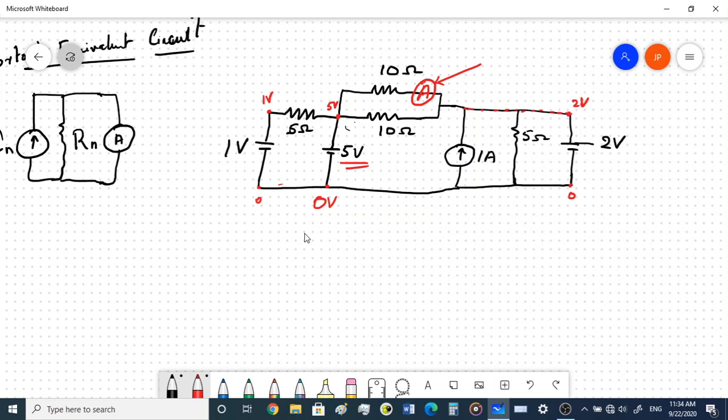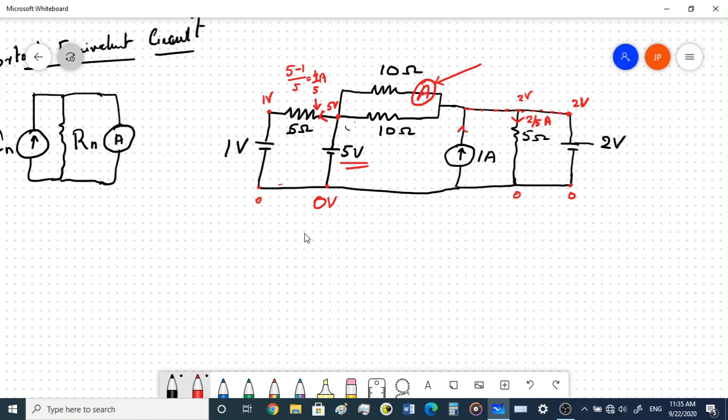Now what would be the current over here? The current in this branch would be 5 minus 1 divided by 5, that is 4 by 5 amperes. So this current would be 4 by 5 amperes. Now we have 2 volts over here, so this is 0 volts, this is also going to be 0, and this is going to be 2 volts over here. So the current would be 2 minus 0 by 5, that is 2 by 5 amperes, right?